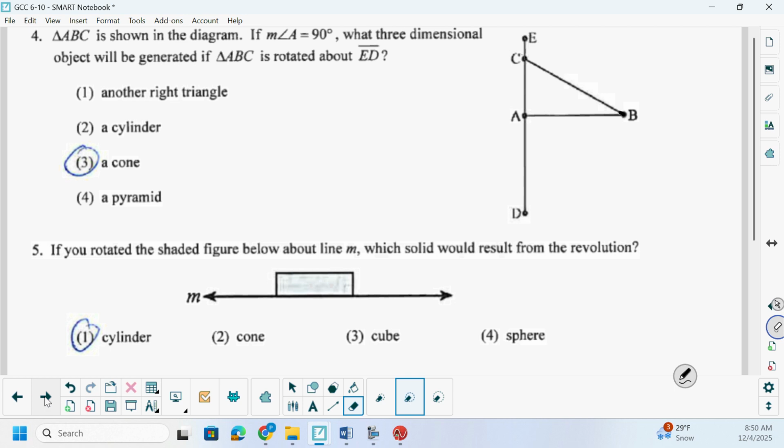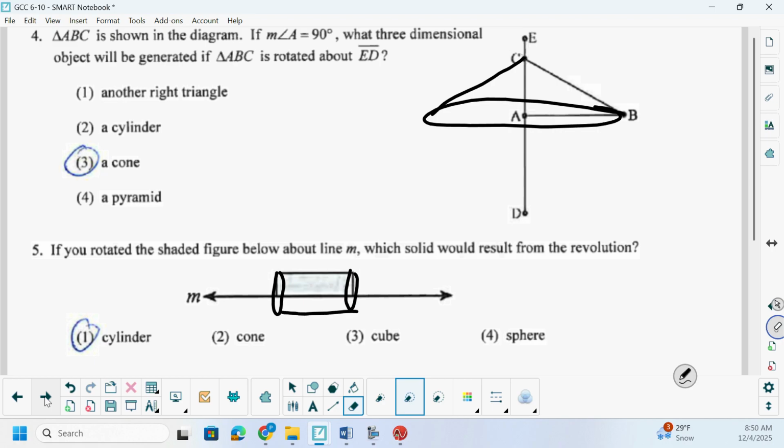We've got a triangle here. If it's rotated around ED, the three-dimensional shape would look something like that. So we have a cone. If we have our rectangle, spin it around the line, we'd have a three-dimensional shape that would look like that, so a cylinder.